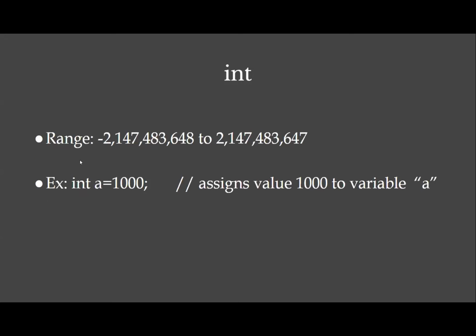I believe you can see this example on the screen: int a is equal to 1000. So it assigns the value 1000 to a. In fact, any value within the given range shown on the screen can be assigned to variable a. But if you assign a value which exceeds either of these boundaries, you'll get something known as a garbage value. That is, you will not get what you gave as the input. You'll get some random number.